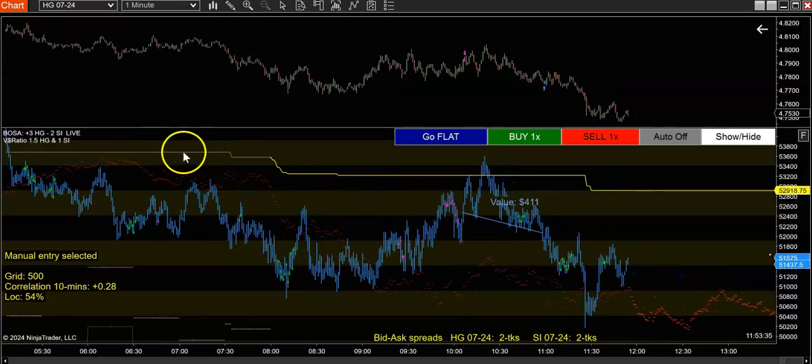So here's the midline, this yellow line. That's the middle of the range for the day so far of the spread. Again, going long three copper and short two silver. So this is a five contract trade. And the midline is a balance line, and it worked out actually pretty well today.